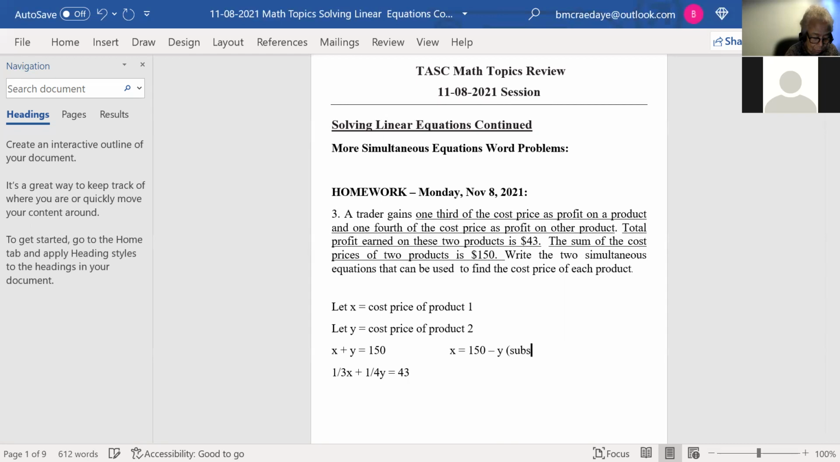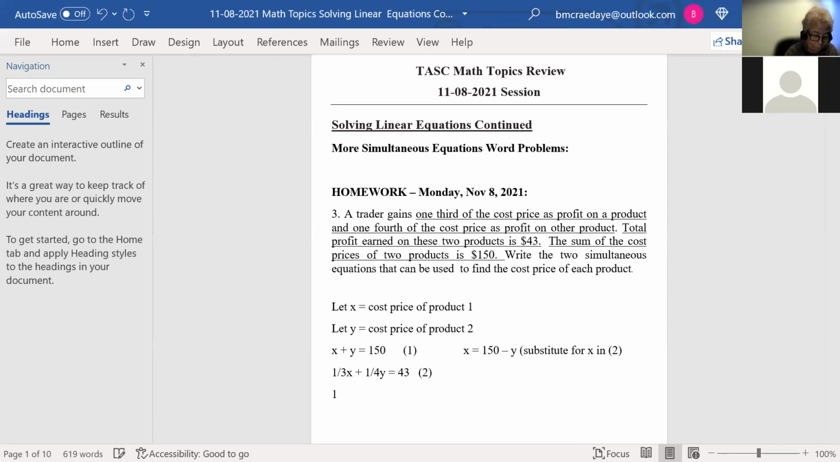So this I'll just put here, substitute for X in number 2. I'll call this equation 1. This is equation 2. So you take this 150 minus Y, substitute it for X here. So what does that become?